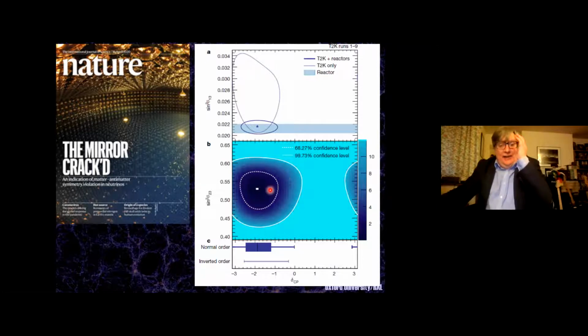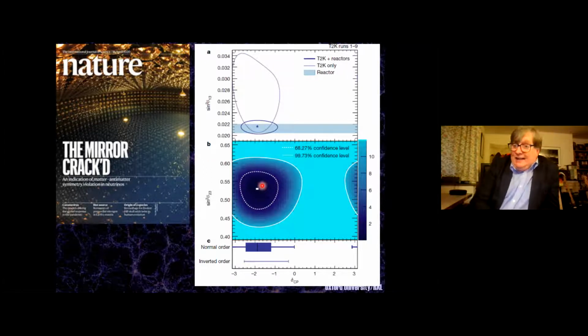And so this data is not inconsistent with CP conservation. It just fits CP violation better. And I should tell you, there's a second experiment in this area called NOVA at Fermilab, which has the same intent. It's a very different design, but it has the same intent.